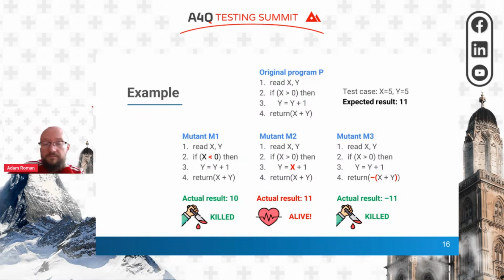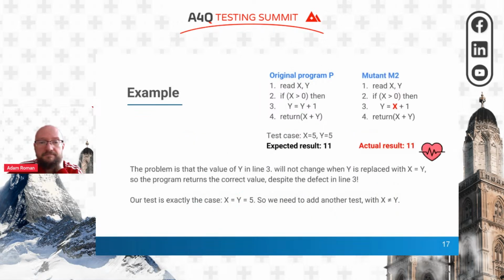But for M2, the actual result is the same as the expected one. So our test case didn't detect anything wrong, because the actual result is as we expected, right? It's 11, as it should be. Why is it so?